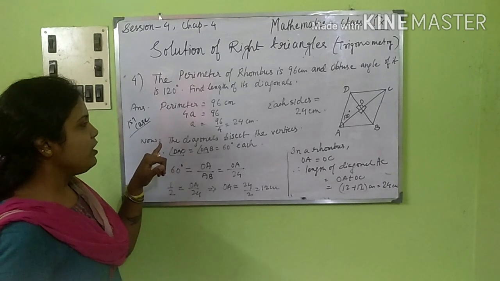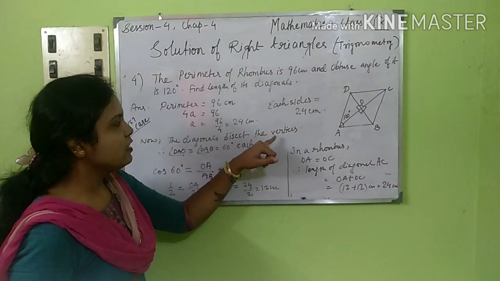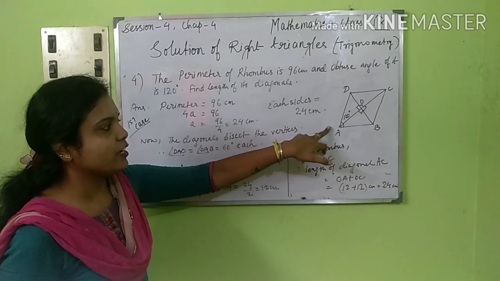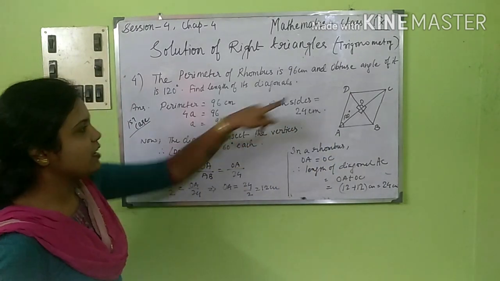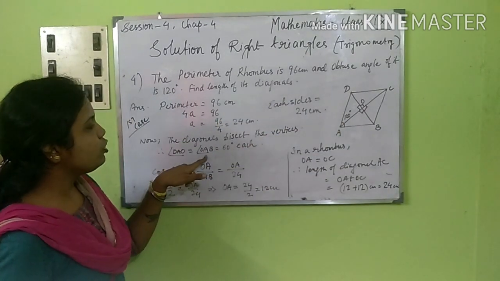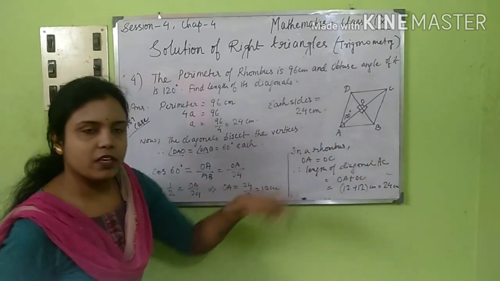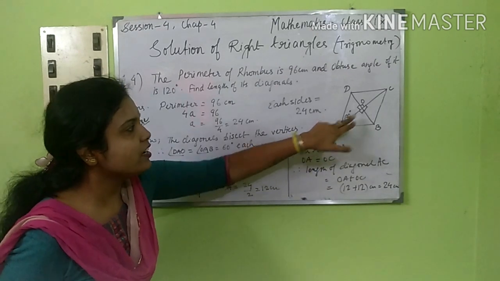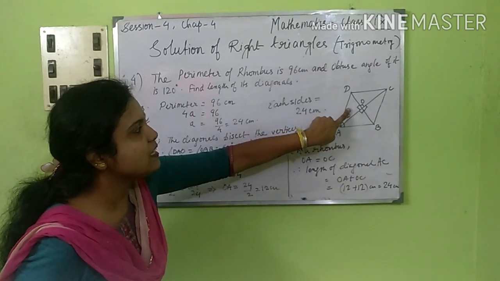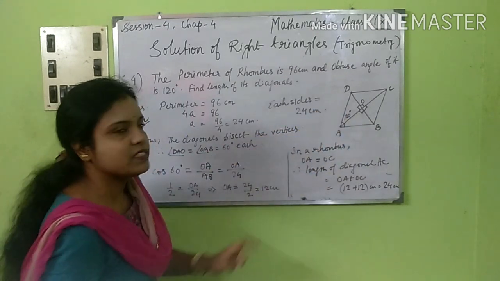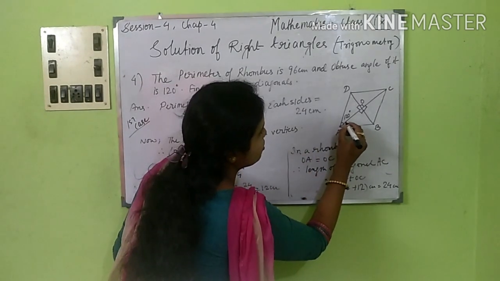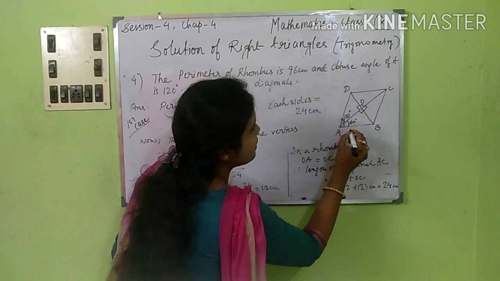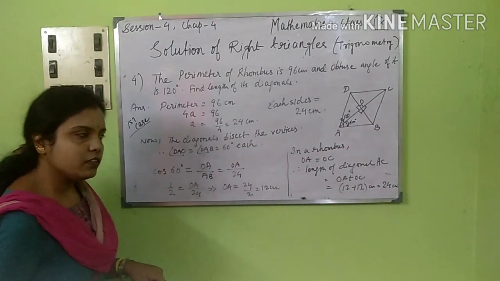Next, we know that the diagonals bisect the vertices. That is, OA is bisecting the vertex A. That means we can say angle DAO equals angle OAB, which was given as 120 degrees in total. So whenever it is bisecting, this angle will be 60 degrees and this angle will be 60 degrees. I am writing it here so that you can understand. This will be 60 degrees as well as this also will be 60 degrees.